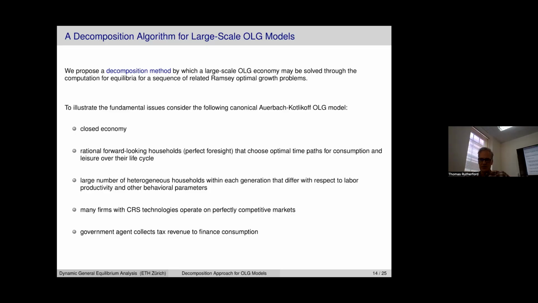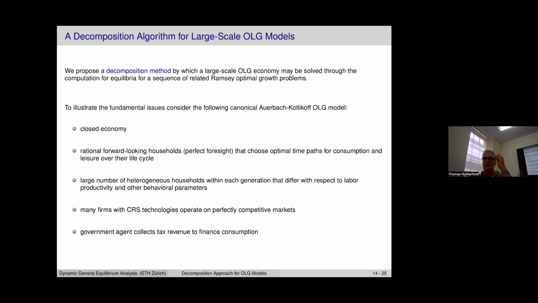So to illustrate, you could consider the canonical Auerbach-Kotlikoff OLG model: closed economy, rational forward-looking households with perfect foresight. The households choose time paths for consumption and leisure over their life cycle. One of the cool things in this model is you can put in leisure and you have an upper bound on how much time they have available for leisure. So you can have endogenous retirement as one of the features in this model. As people get older, they have a shorter horizon, and they choose not to work. That's one of the things that's cool in this model, and you can also modify it.